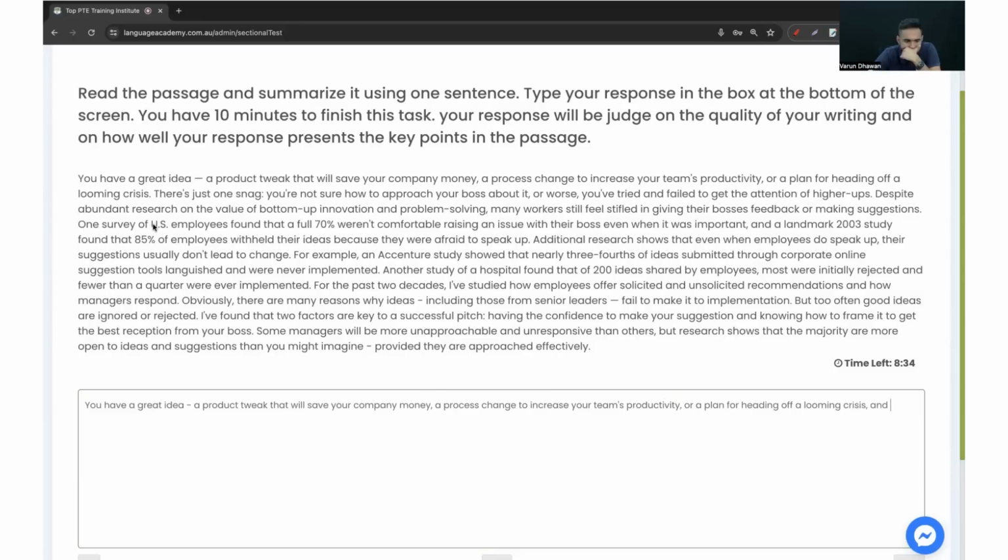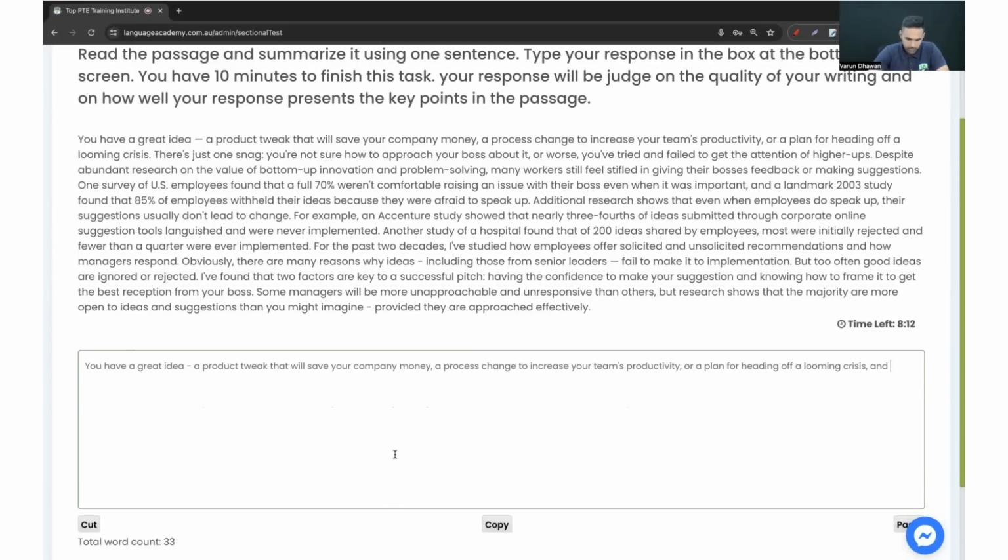One survey, because we've got noun over here, US employees, boss, landmark, study found. Let's see if we have got any other thing as well. This is an important sentence as well, but this is an example. You can take examples, but I'll prefer this sentence, right? Let's write this. We have already written 33 words.